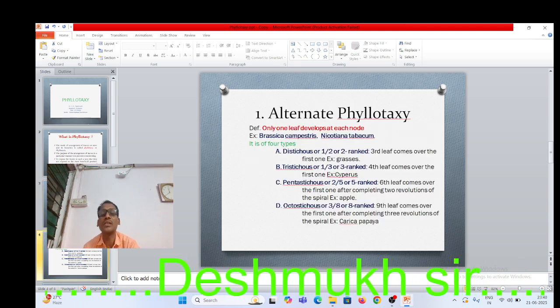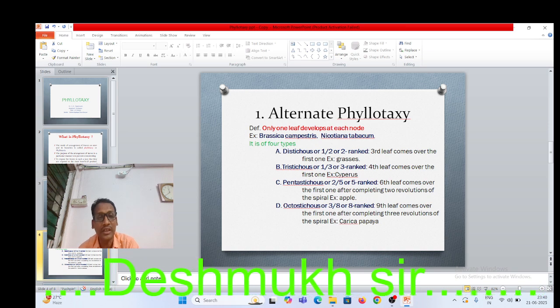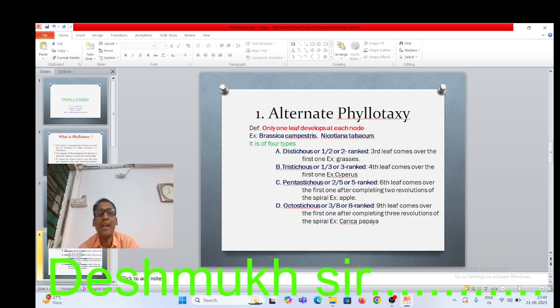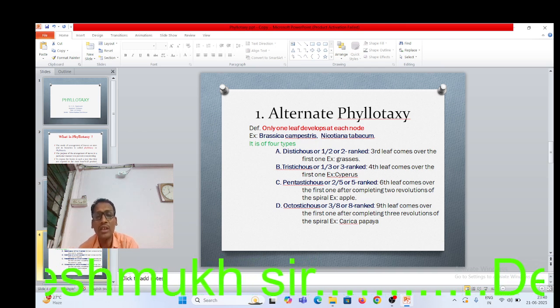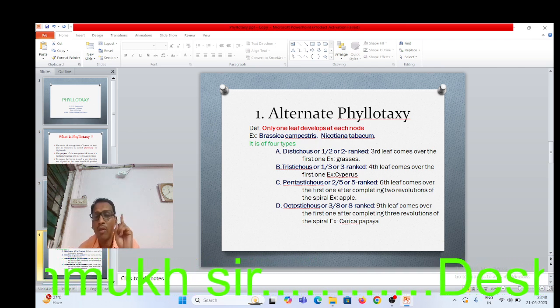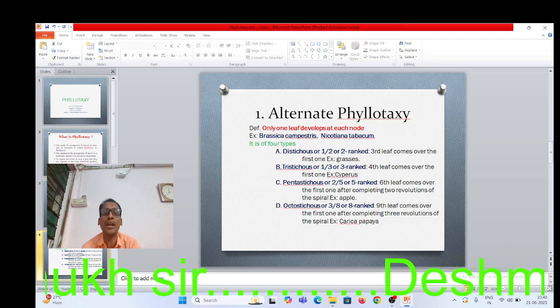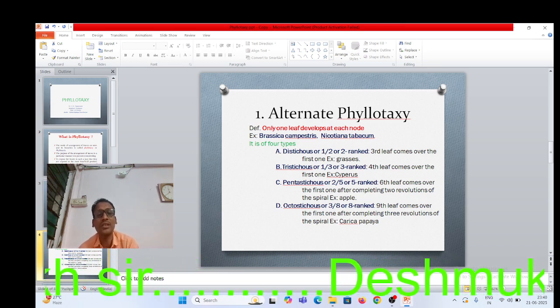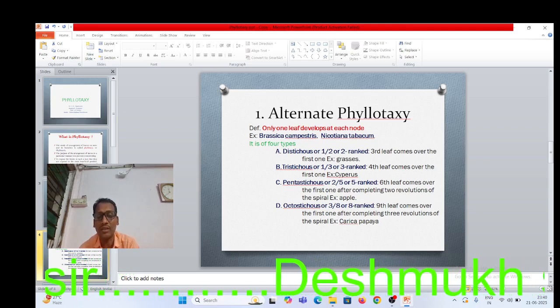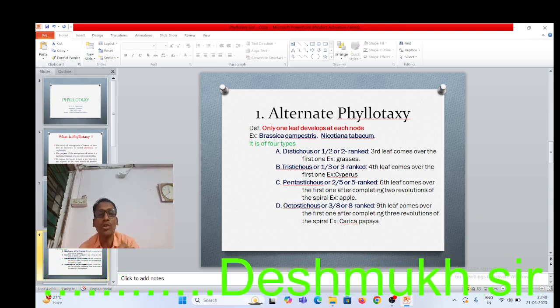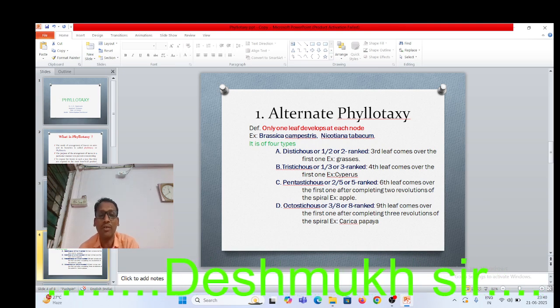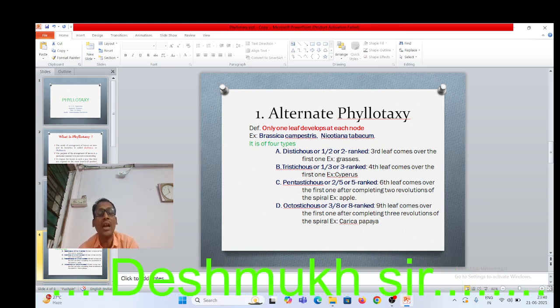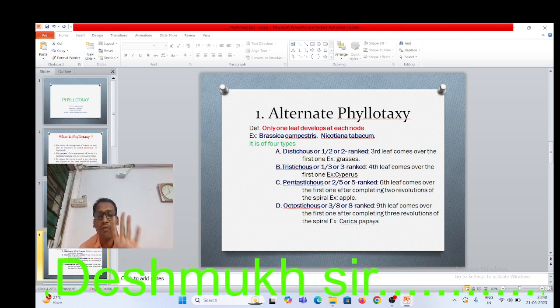Now let us see alternate phyllotaxy in detail. Wherever you observe that only a single leaf is present over each node, it is called alternate phyllotaxy. The best example of alternate phyllotaxy is Brassica compestris, which is called mustard, and the tobacco plant. And this alternate phyllotaxy possesses four different kinds.